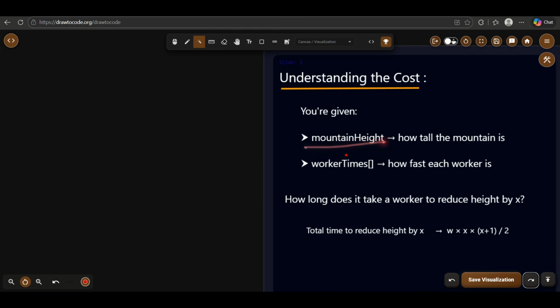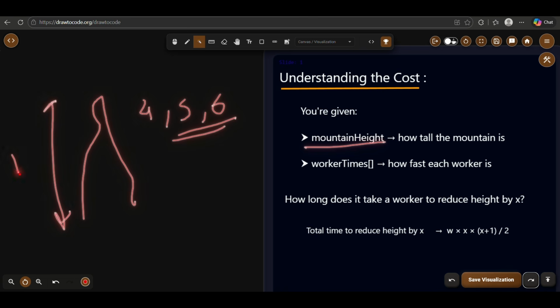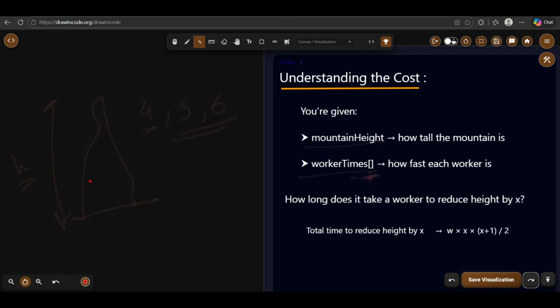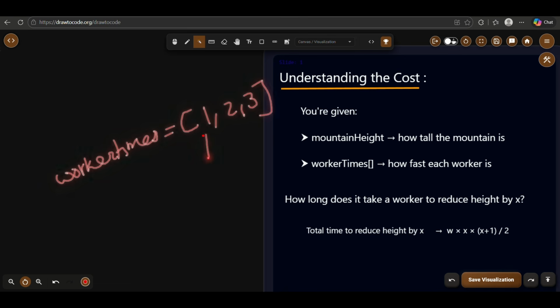Let's see what is given exactly. We are given the mountain height, like 4, 5, 6 in units. So this is the H unit. Along with that, we are given worker times. This is an array, like 1, 2, 3. What does that mean?